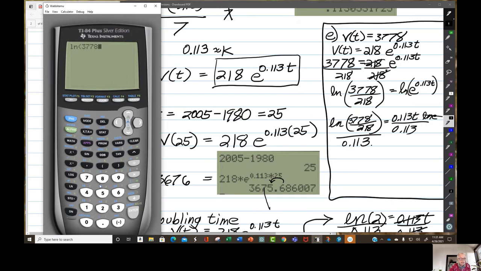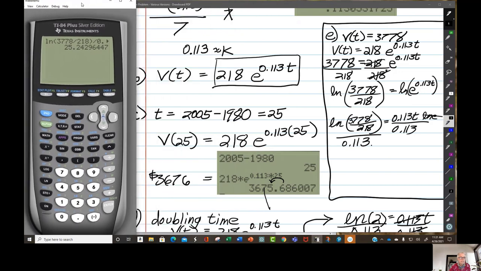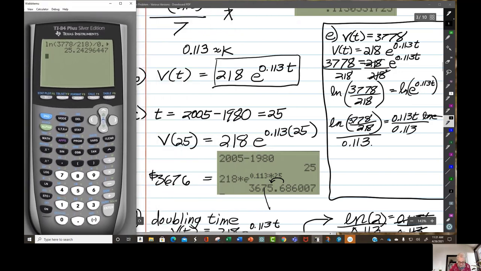3778 divided by 218. Close parentheses, then divided by 0.113. Enter. And I get 25.24, blah, blah, blah. Let's see if that, yep. Oh, I am so happy.